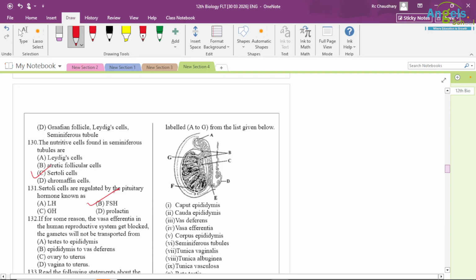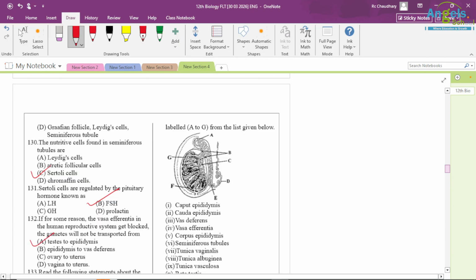If vasa efferentia in the human reproductive system is blocked, the gamete will not be transferred from the testes to the epididymis. So if vasa efferentia is blocked, the movement of sperm cells from testes to epididymis is blocked. Okay, so option A is correct.